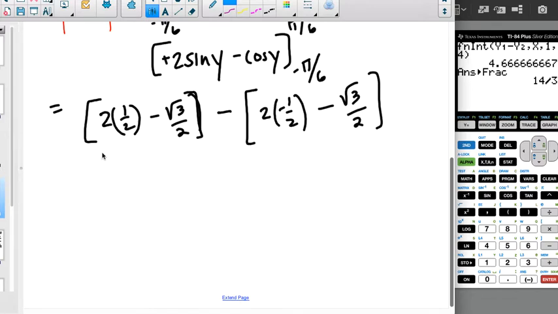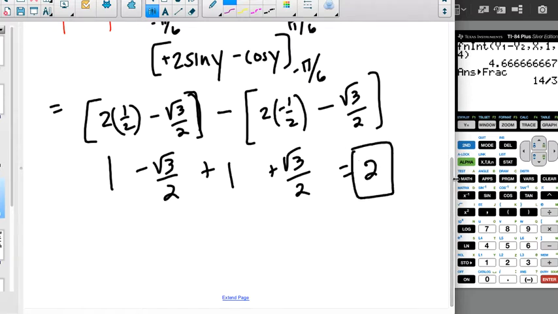So I'm going to end up getting that this is a 1 minus a root 3 over 2. This is a negative of a negative 1, so that's plus 1, plus a root 3 over 2. The root 3 over 2's cancel, and after all that work, my answer is 2.